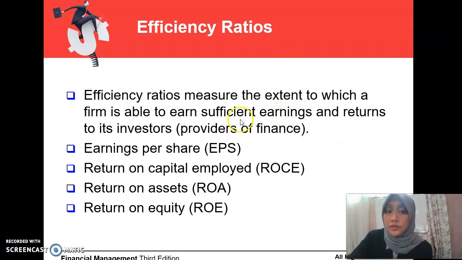Okay, efficiency ratio. It means the extent to which a firm is able to earn sufficient earning and return for its investors. The investor has invested, so you want to determine whether the firm has the ability to pay back to the investor. So efficiency ratio can be divided into EPS, earning per share, return on capital employed, return on asset, and also return on equity.